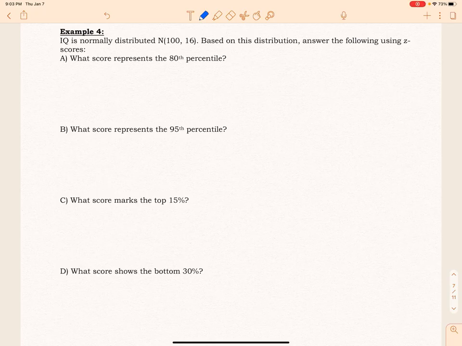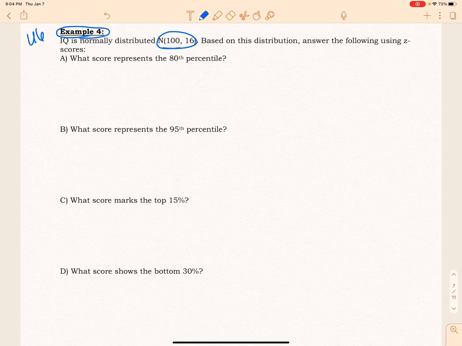AP Statistics. It's time for example 4, unit 6. And I know y'all are getting tired of the IQ normal distribution, but I think this is the last one, so you're welcome. All right, so like I said, I am using the IQ normal distribution with these parameters. And based on that distribution, I'm going to answer the following questions.